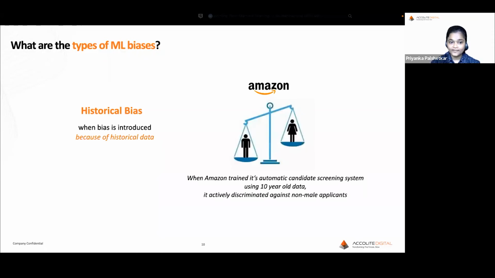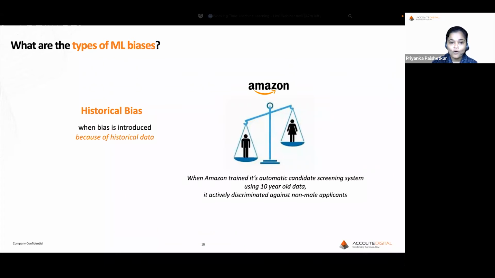Now, take Amazon for example. In 2014, they set out to build a system for automatically screening job applicants. The idea was just to feed the system hundreds of CVs and have the top candidates picked out automatically by the algorithm. Now, the system was trained on 10 years worth of job applications and their outcomes. So, what was the problem here?